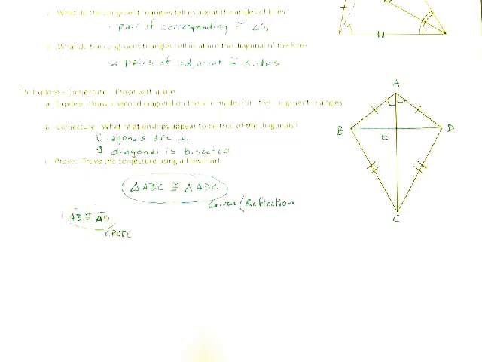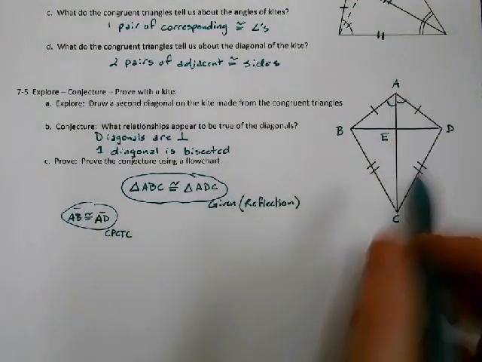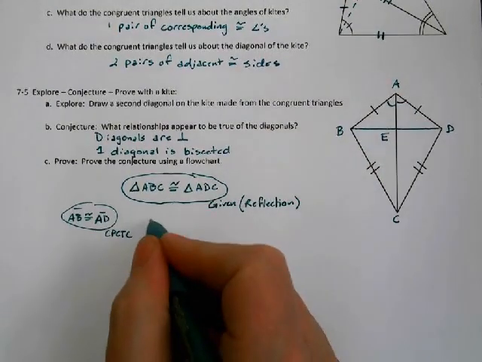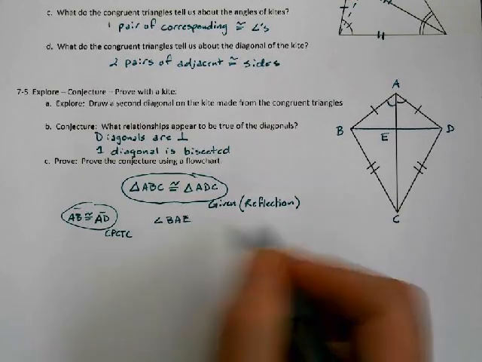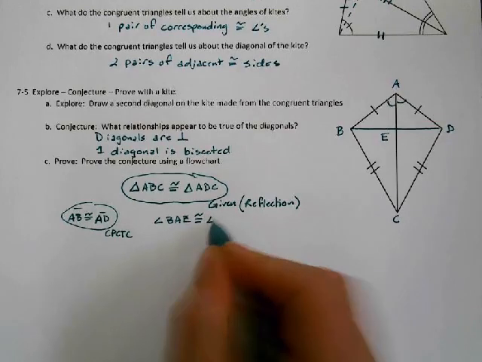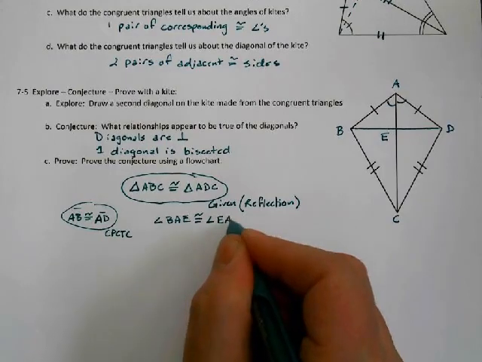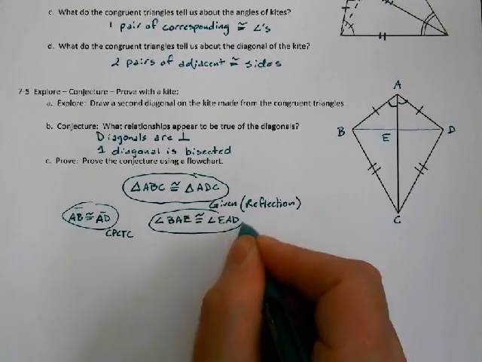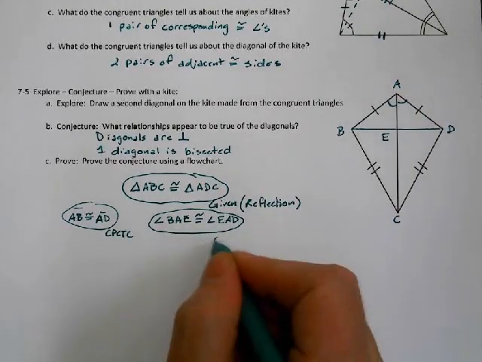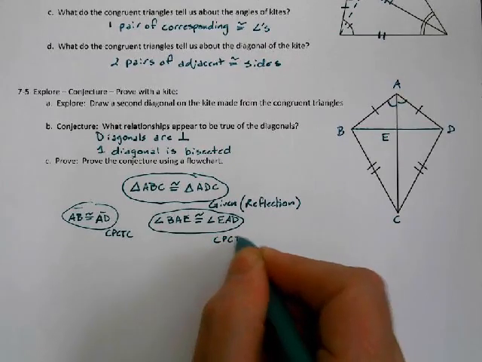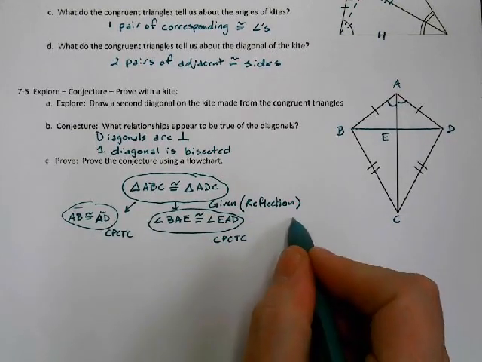Back to work. Okay, so this looks like angle BAE is congruent to angle EAD. So we're just looking at these two top triangles here. That's also CPCTC. So because I have this statement, I can make these two statements. Now I can make a third statement that AE is congruent to AE.